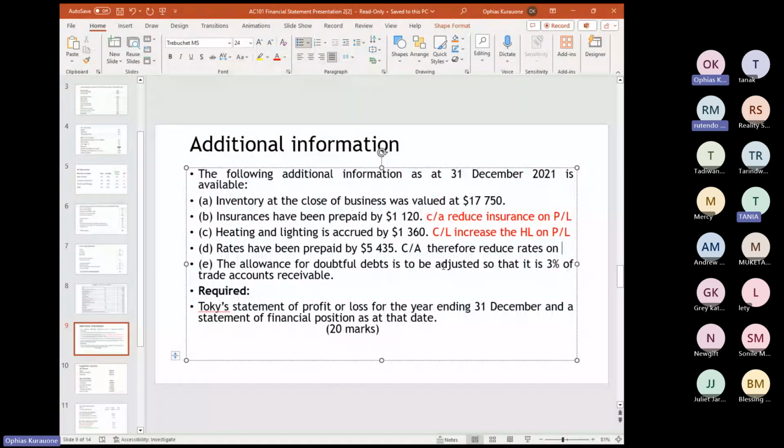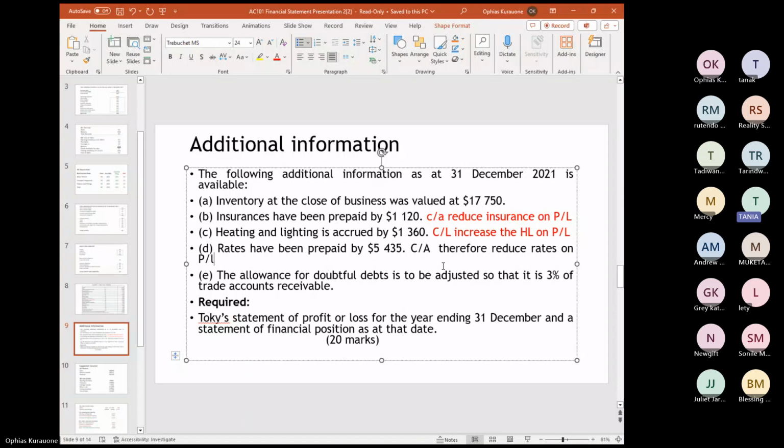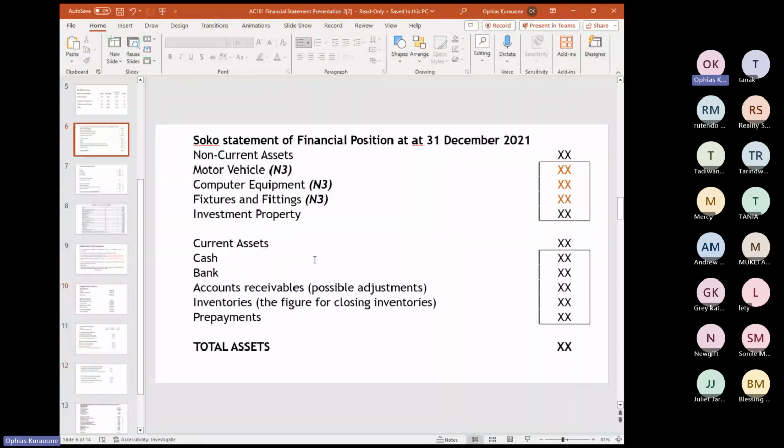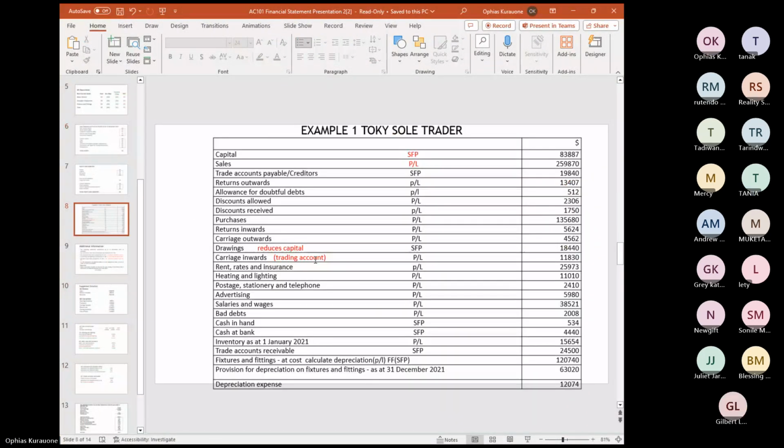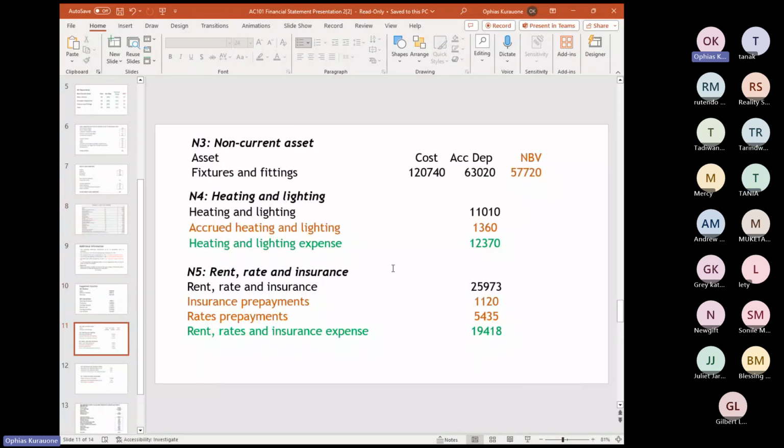On P and L, because we are using the matching concept on P and L here. Because we are using the what? The matching concept. The matching concept should match the revenue generated during that particular period with the what? With the expenses incurred during that particular period.